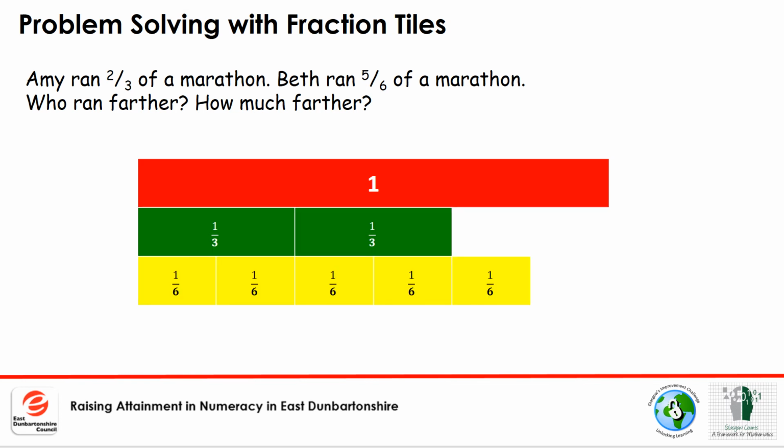Beth ran 5/6. Who ran further? Beth ran further. How much further? Oops, 1/6 further. And you can now see that 1/3 is 2/6, 2/3 is 4/6, 4/6 is less than 5/6. How much less? 1/6 less.